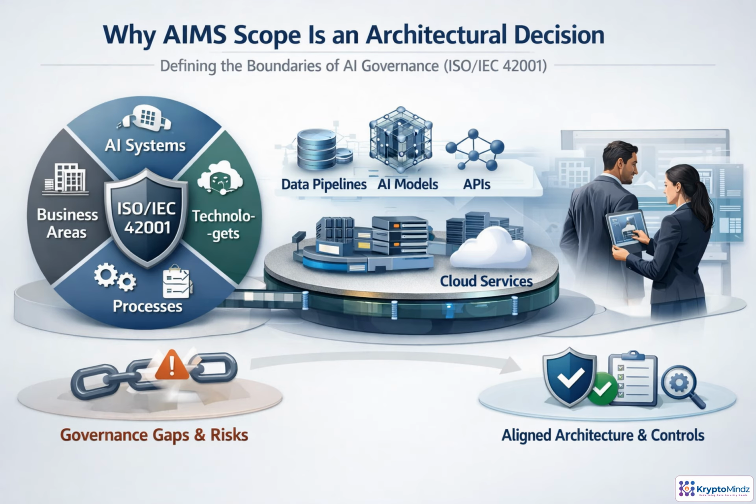Scoping the AIMS is an architectural decision because it defines what governance must actually cover. It is not limited to departments or legal entities. It includes AI applications, models, data pipelines, APIs, cloud services, supporting processes, and human responsibilities. When that boundary is vague, controls can be duplicated or missed, ownership becomes unclear, and audit evidence weakens. A clear scope helps teams align architecture, risk controls, lifecycle activities, and monitoring from the start.